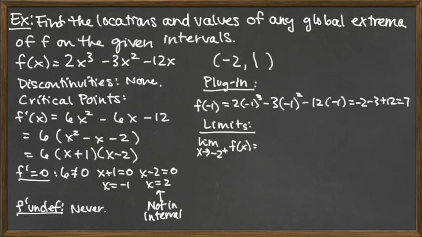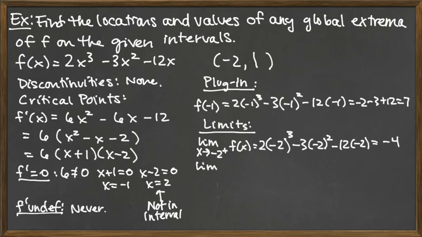And being able to take either left or right side limits for a function that's continuous amounts to just plugging in that value. So what we're really doing still is a plug-in sort of thing, but we're understanding it as a limit still. So we've got 2 times negative 2 to the third minus 3 times negative 2 squared minus 12 times negative 2. And you can take my word for it, this value here would be a negative 4 overall.